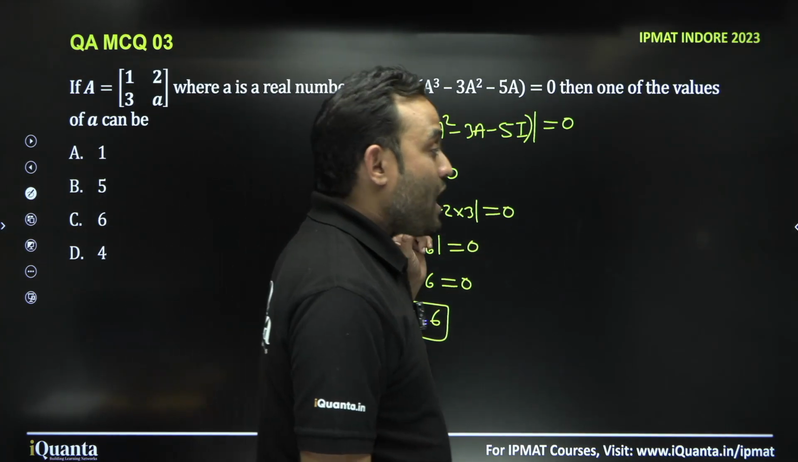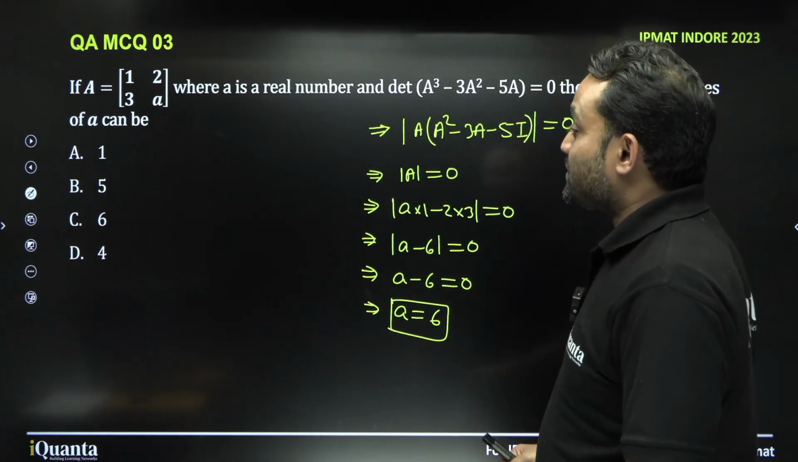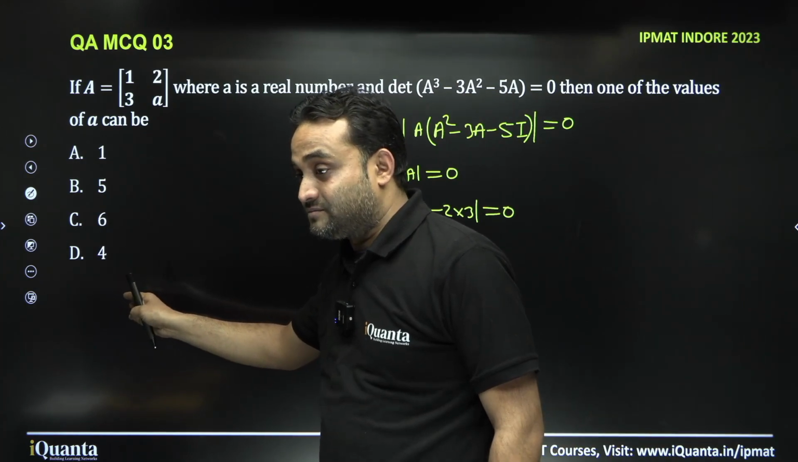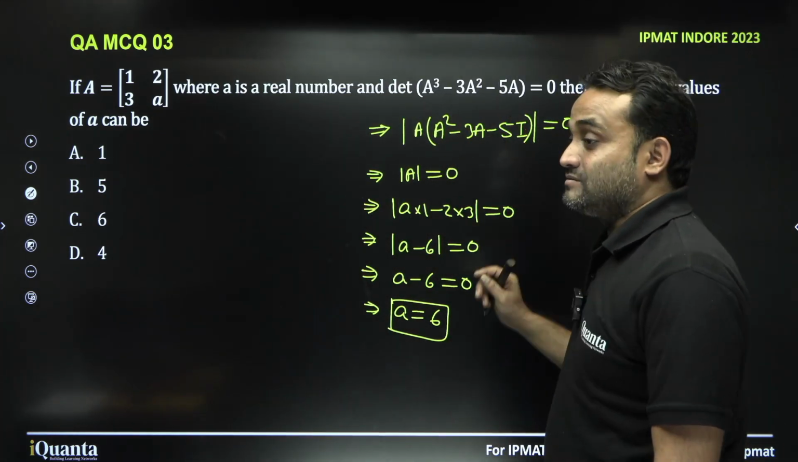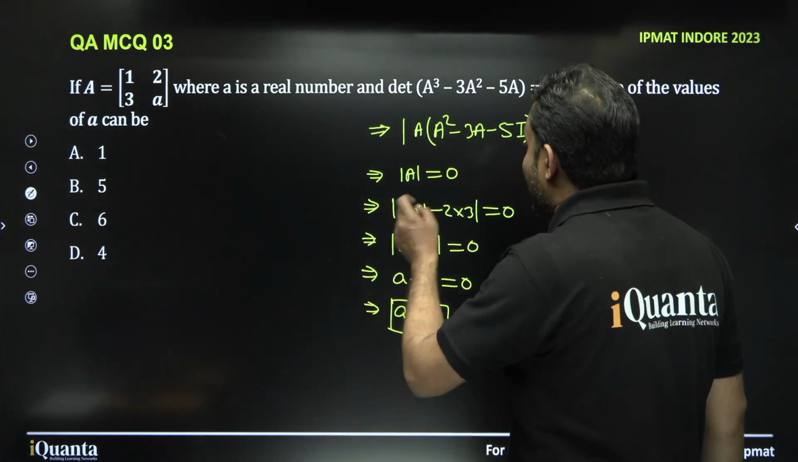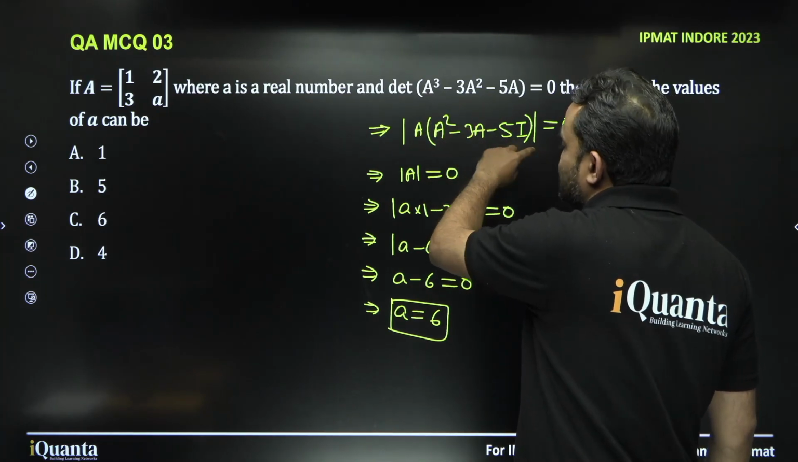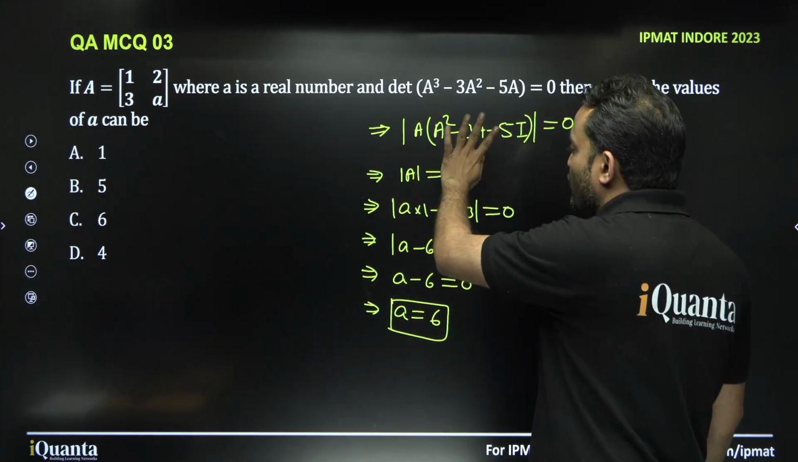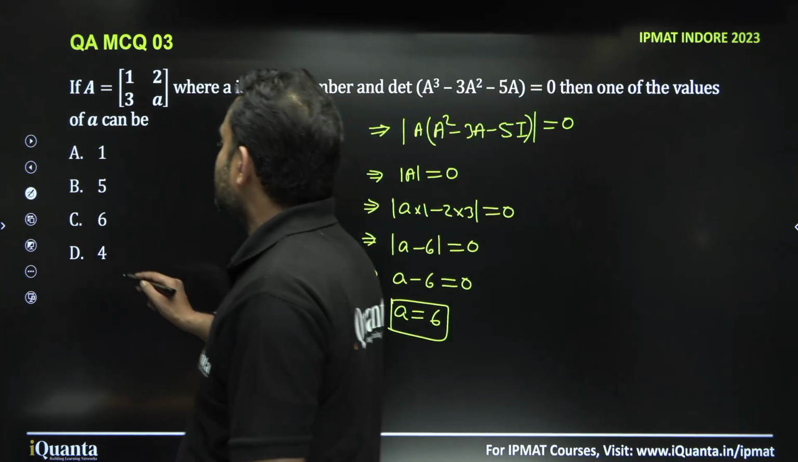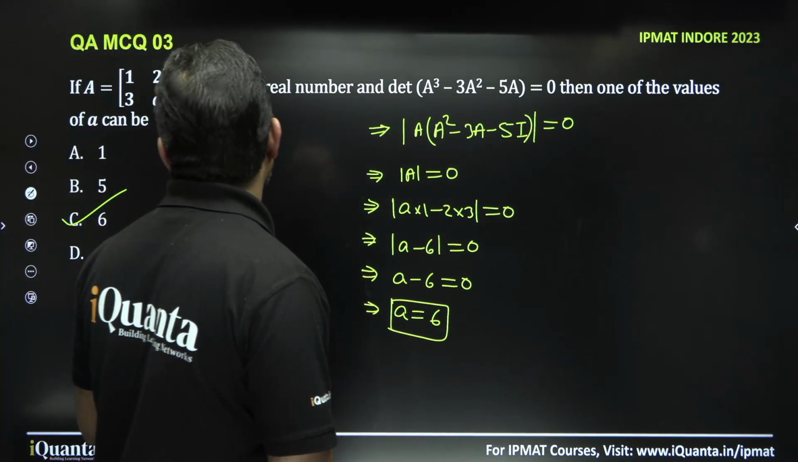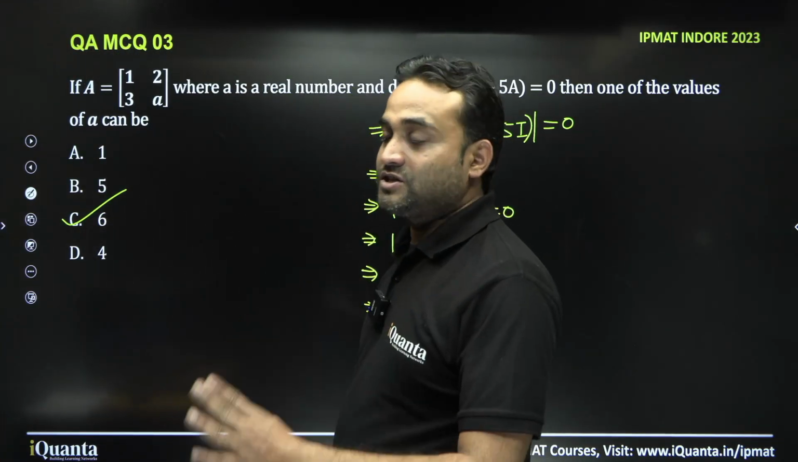Now why are we not solving this one? Because if you check the options and if you check this equation, you are not going to get any integral solution while solving this equation. Okay, so we don't need to check it. So our answer is the value of a can be 6, which is option C.